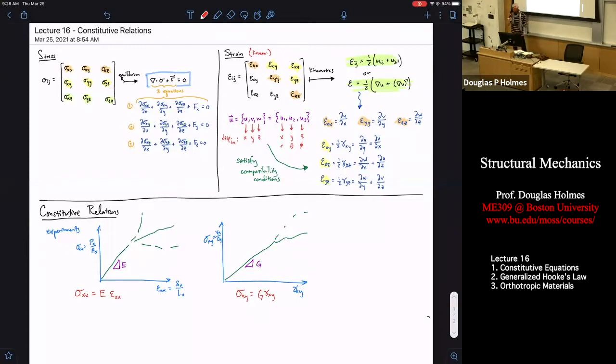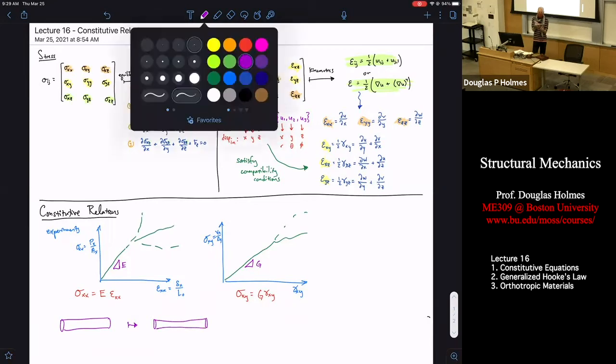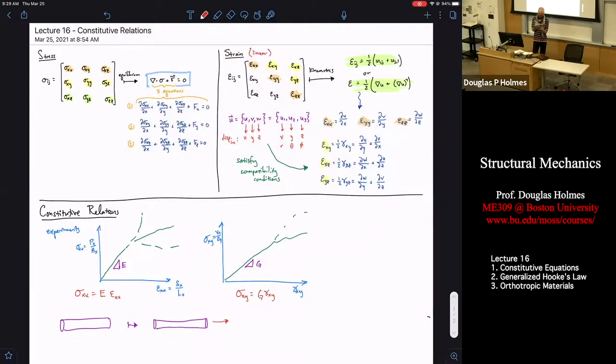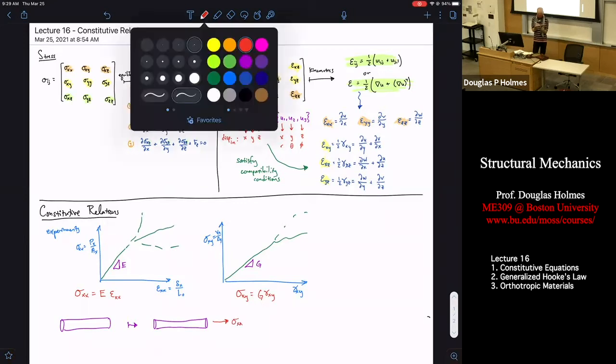And then you start to recognize other kind of empirical relations. These can be derived too, especially for crystalline materials or materials of particular known lattice structures. But if you don't, then you again empirically observe that when you take an object and stretch it, it doesn't just stretch. There's also some degree of lateral strain in the other direction.